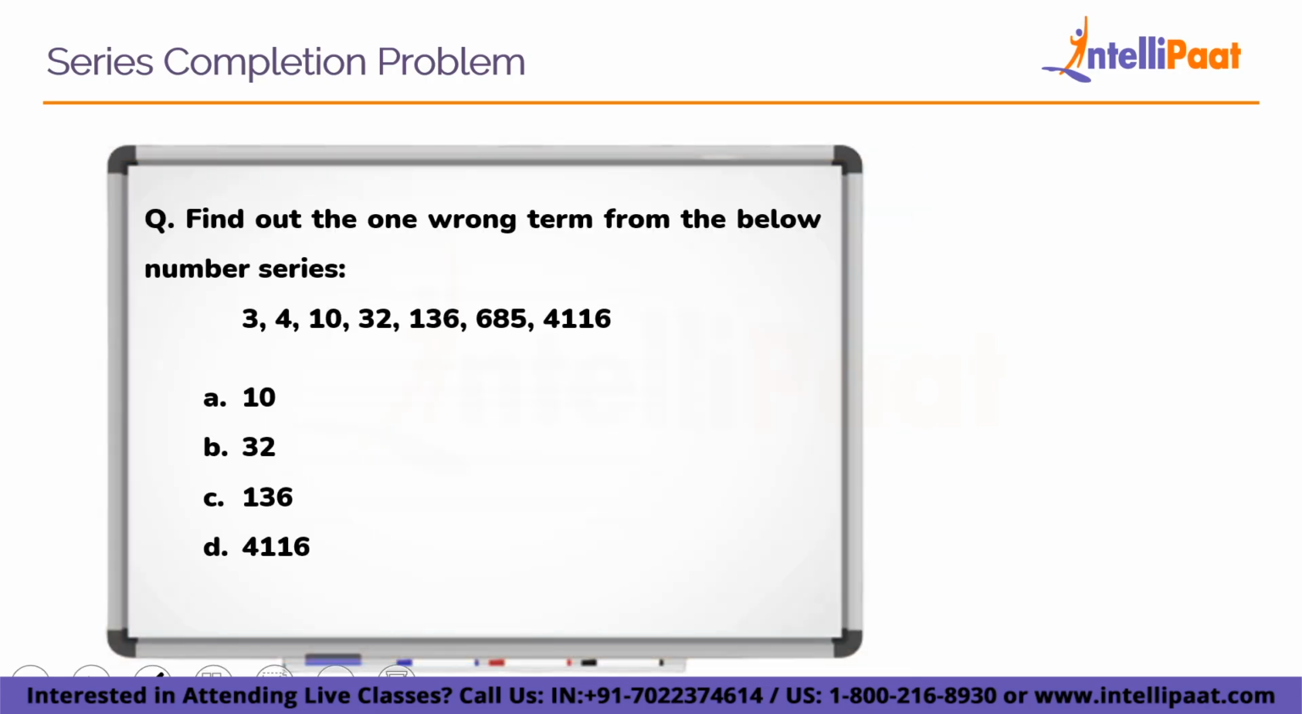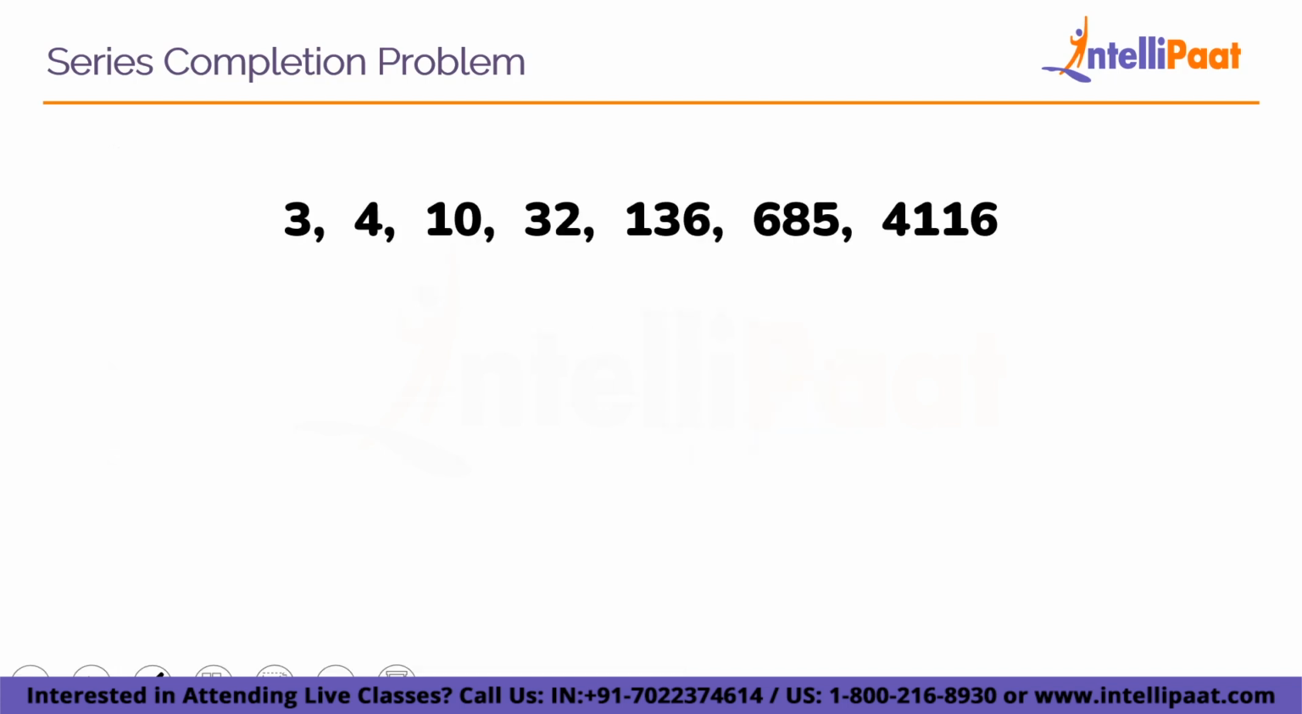Now let's jump on to our second question, and the question is, find out the one wrong term from the below number series. So here we are given a complete series, but there is one wrong term and we have to find that wrong term from this given series, right? So here is that given series. Now let's explore this series and try to find some pattern of how this series is going on. There is one wrong term, we have to find that one.